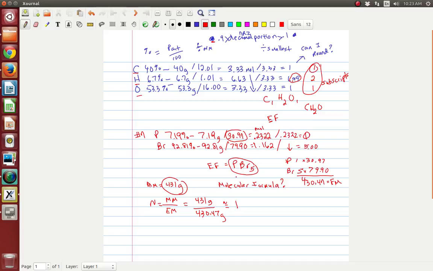Now what does that mean? That means that the molecular formula, MF, is equal to the empirical formula with all the subscripts multiplied by 1. So phosphorus 1, bromine Br 5 times 1. The empirical formula and the molecular formula in this case are identical. So in this case I would label this one the molecular formula and this one the empirical formula. And on the test you're going to have to do all of these steps.